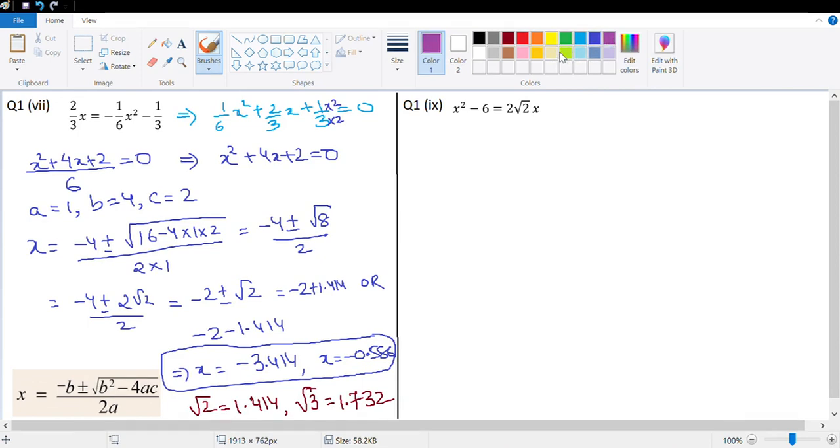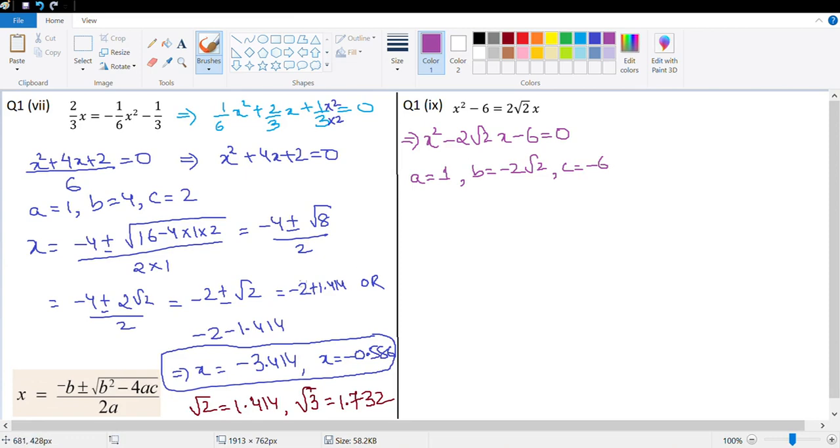Next question, question number 1, part 9. It says x square minus 6 is equal to 2 root 2 x. Let's bring it on one side. So this is x square minus 2 root 2 x minus 6 is equal to 0. Comparing it with the standard form, a is 1, b is equal to negative 2 root 2 and c is equal to negative 6. Right, that's correct.